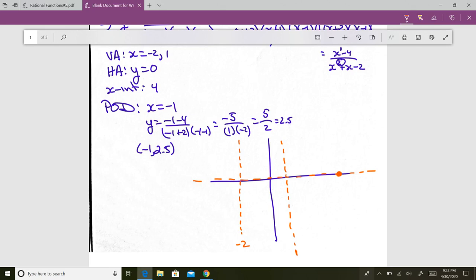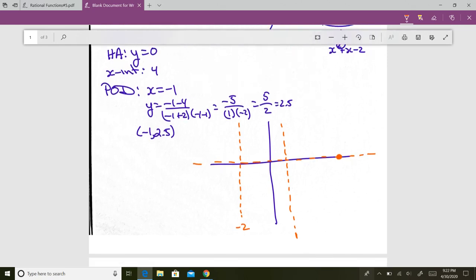Like I talked about, you can cross in some cases. I will not give you graphs in the future that do this. This was a bit of a mistake on my part, but that's okay. All right. We have a point of discontinuity at negative 1 and 2.5. So just guess where 2.5 is. There's 2.5.